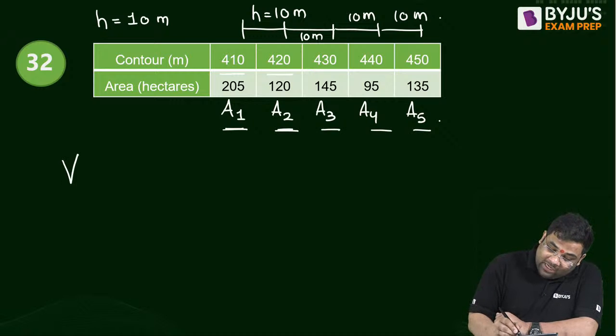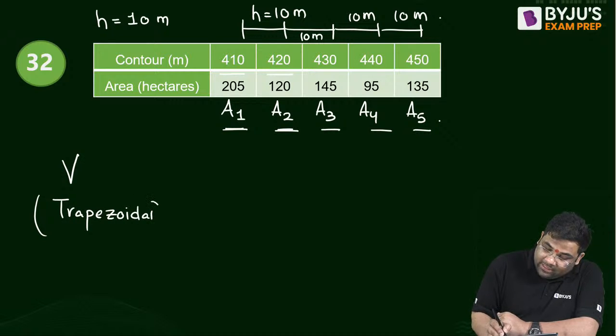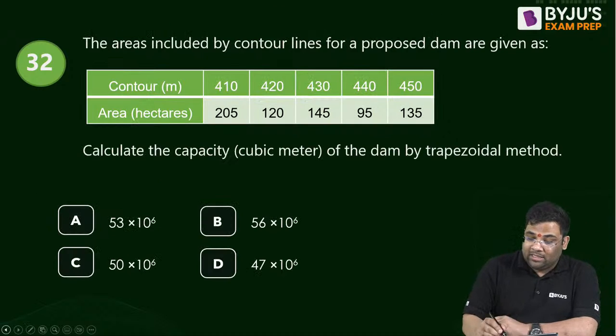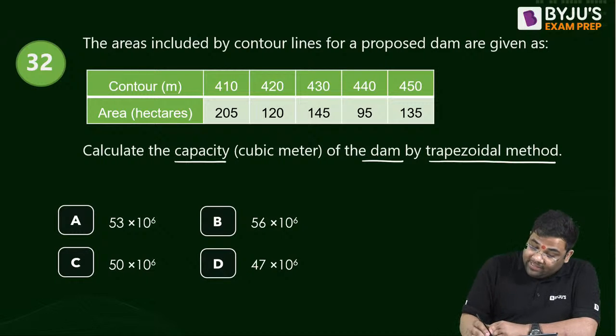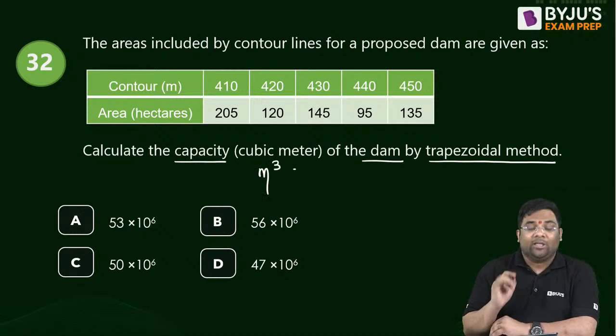So if I ask you to find out the volume using the trapezoidal method, give me the answer. Because the question asks for the capacity of the dam by the trapezoidal method, and they have asked in cubic meter, meter cube.